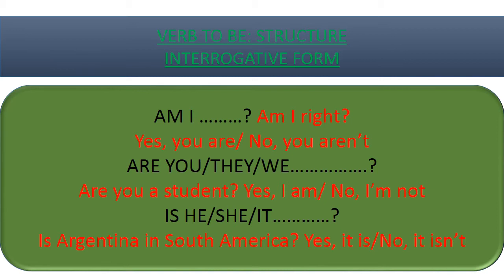Then with is, we use is he, she, it. For example, is Argentina in South America? Yes it is, no it isn't. So the structure is verb to be plus subject, not subject plus verb to be, for the interrogative form.